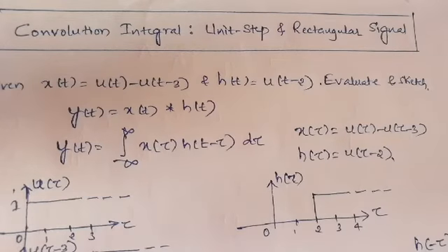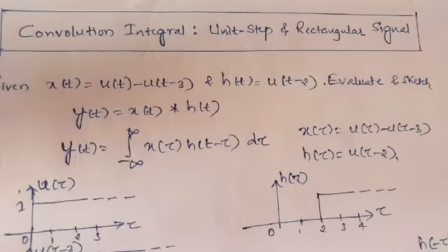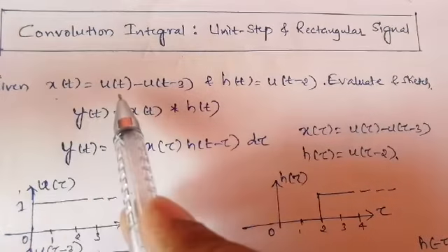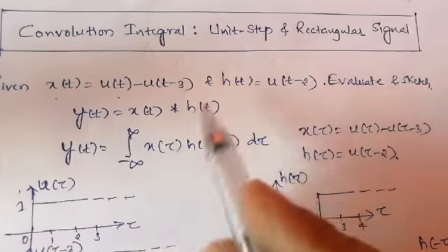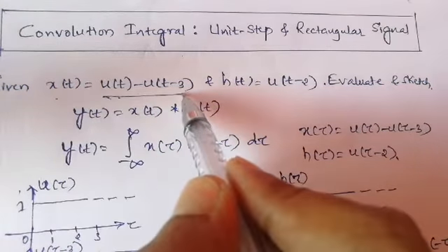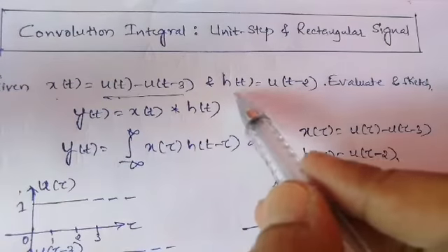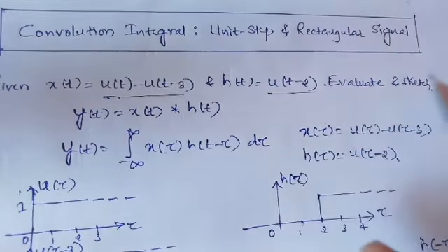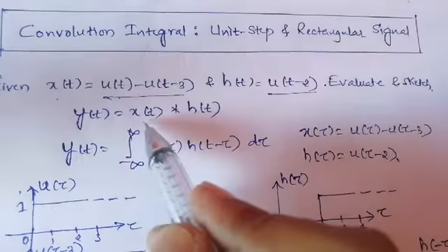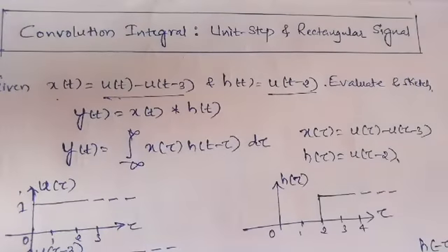Hi friends, in this video we will discuss the convolution integral between a unit step sequence and a rectangular sequence. Let us take an example. x(t) = u(t) - u(t-3), a rectangular signal, and h(t) = u(t-2), a unit step sequence. Let us find the convolution between these two signals.